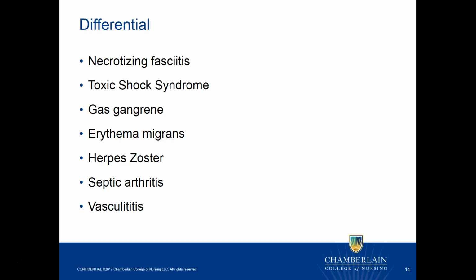Shingles, or herpes zoster. Shingles begins as erythematous papules that evolve into grouped vesicles. Septic arthritis. Cellulitis may overlie a septic joint. Clinical manifestations include joint pain, swelling, warmth, and limited range of motion.